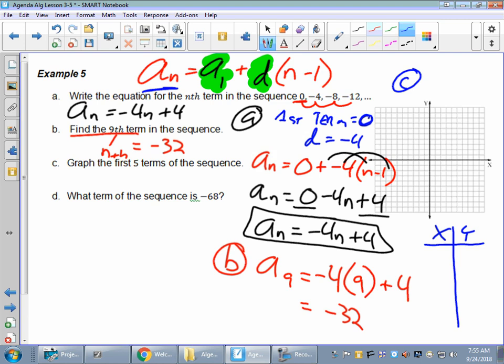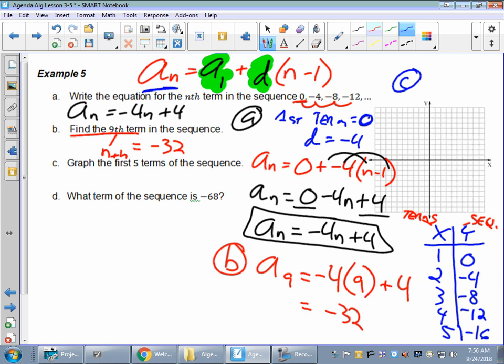And for your x value, we're just going to say x is the number of terms. So when we make our x table, this is the first term, second, third, fourth, and fifth. Remember, when we're talking about x's, these are the terms. And your y is going to be the actual numbers in the sequence. So what are the first 5 numbers? Well, we know 0 is the first one. We know -4, -8, and -12. And we can continue that pattern by subtracting 4 and get -16 here for the 5th term.